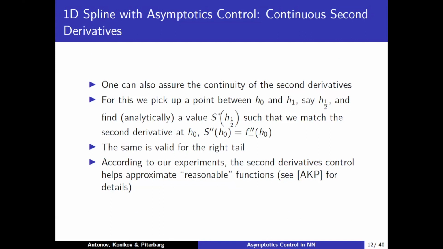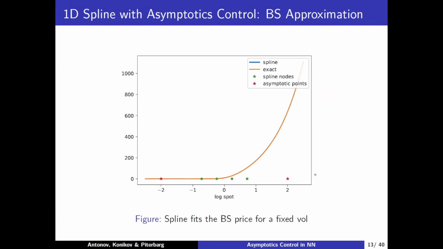Again, there are some tricks here and there, and you can find a more detailed description in our paper. On the plot, we see that green points are initial spline nodes. Red points, red stars, are points where we attach asymptotics. From this point, we know the asymptotic here and here. And as the spline is smooth here, we see that it follows almost the exact function.